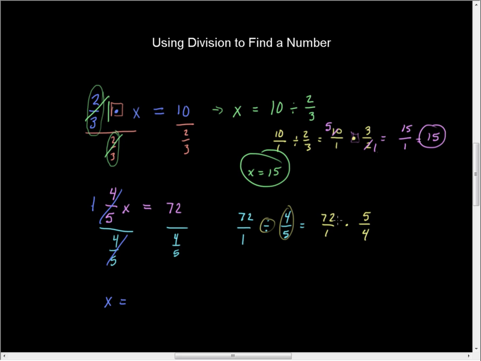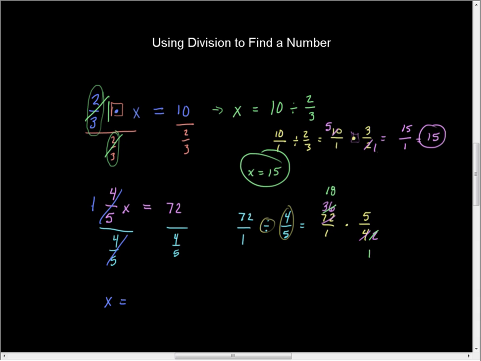And so what we're going to do here then is find common factors of either of the two top numbers with the two bottom numbers. Now 5 and 4 don't share anything in common, but 72 and 4 do. At the very least, they share 2. So let's go ahead and divide both of them by 2. So that's 36, and this is 2. And now 36 is even, and so we can divide that by 2 yet again. So 36 divided by 2 is 18. 2 divided by 2 is 1.